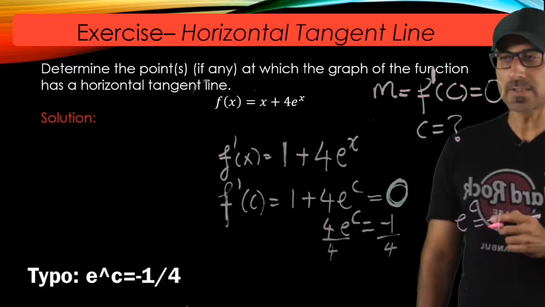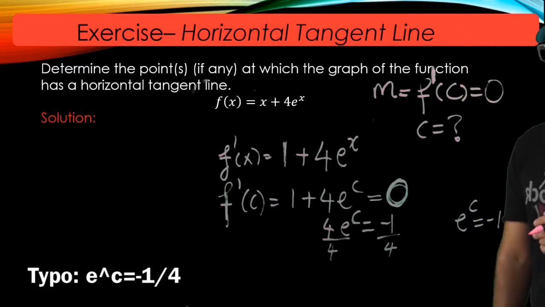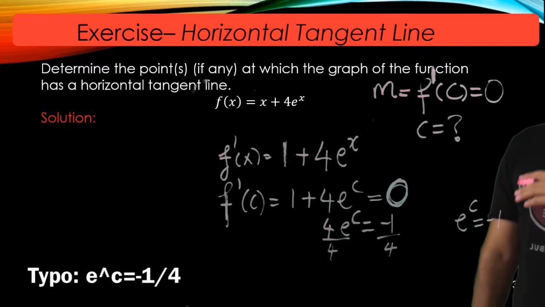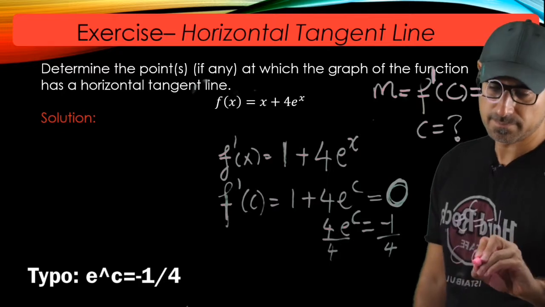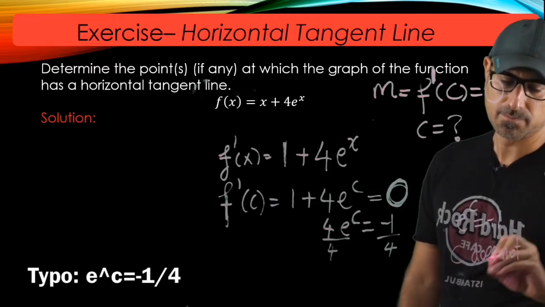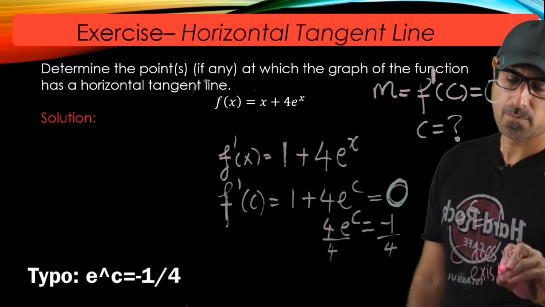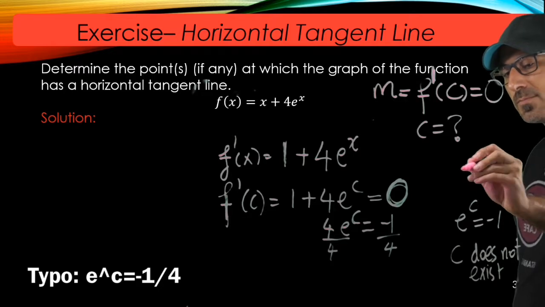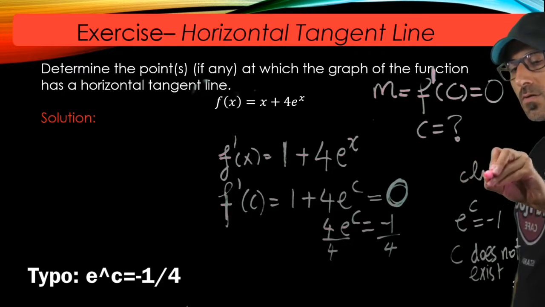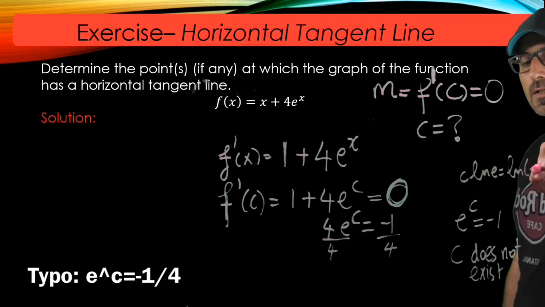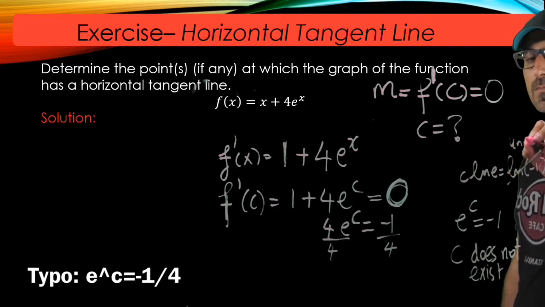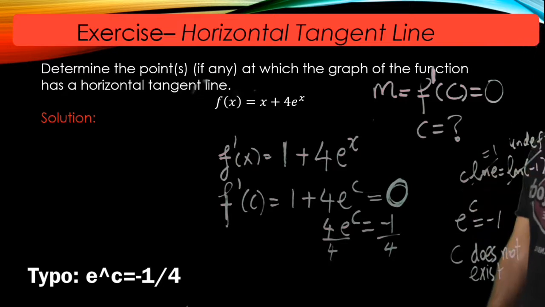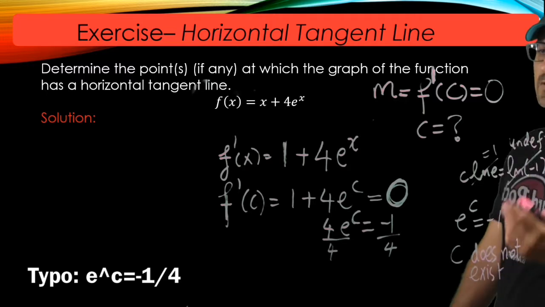Well, one quick observation is that the exponential function is always positive. It can never, ever take a negative value. So we can immediately conclude here that c doesn't exist. And even if you take the ln of this quantity, it's going to be c times ln e, but ln of -1 is undefined. So for that reason, c is just undefined. So c doesn't exist, in other words.